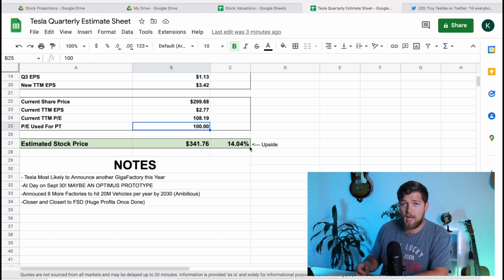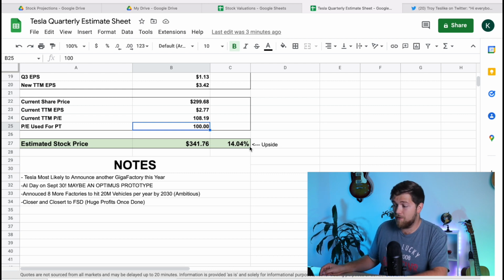Well, the big thing to me that I think justifies this PE is obviously their growth, trying to go 50% every single year over the next few years, which is going to be insane. So that justifies the PE.